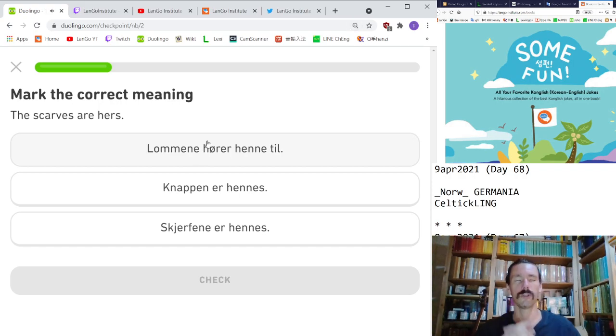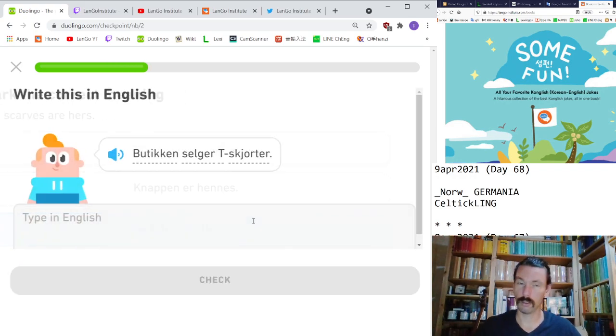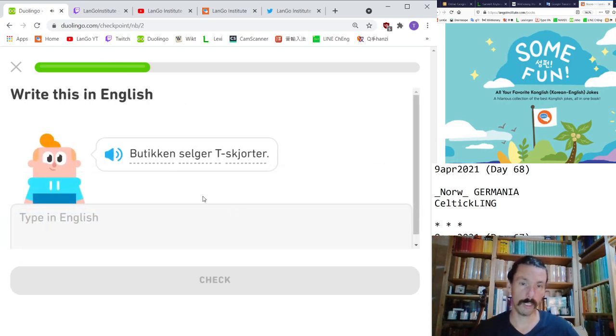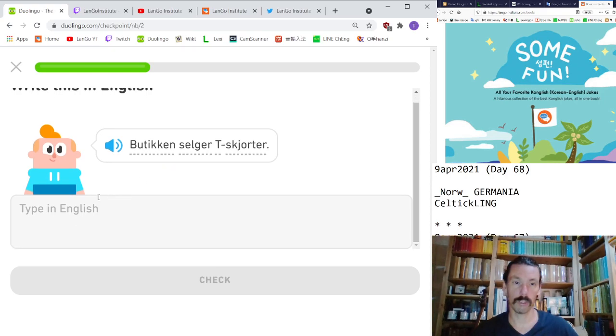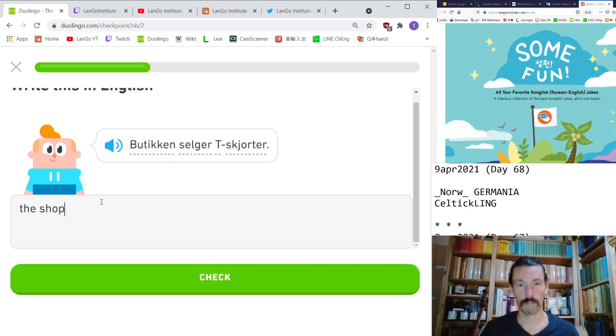The scarves are hers. It's going to be hennes for hers. Skarvene hennes. Looks good. Butikken selger T-skjorter. Butikken, that's the definite, the shop, the boutique. Selger, sells. T-skjorter, the K no longer there as a stop. It's all skj: 3 consonant letters, 1 consonant sound. Sells T-shirts.